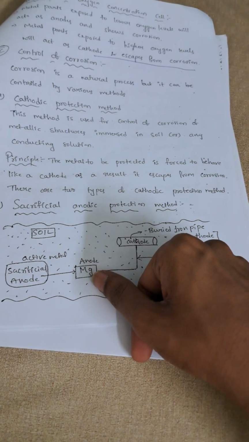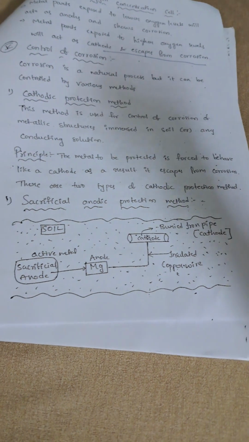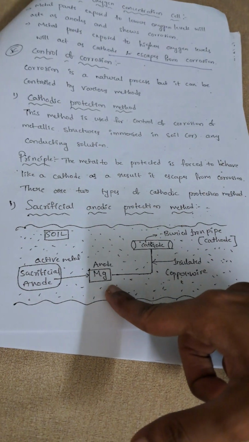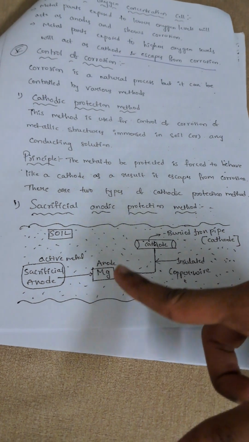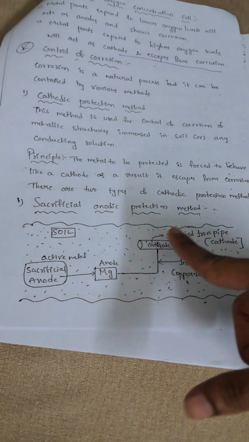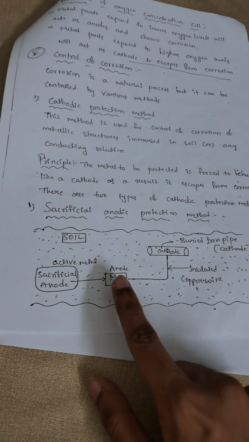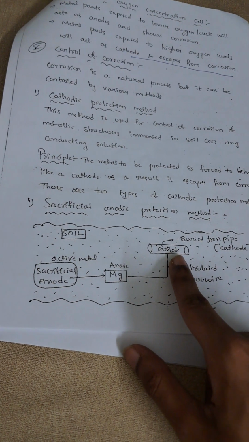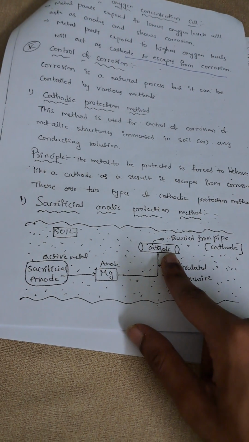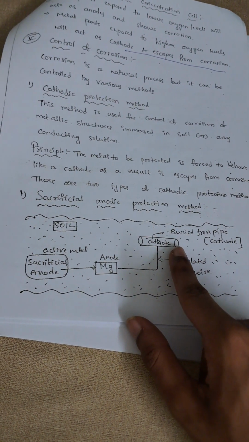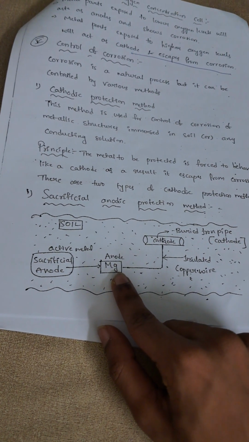Highly active metal means which can oxidize more easily, so that it will act as anode. So the anodic power of this metal should be more than this metal, so that this metal will act as anode, and indirectly if one metal acts as anode, the other metal must act as cathode, so that it does not undergo corrosion, and this will undergo corrosion.